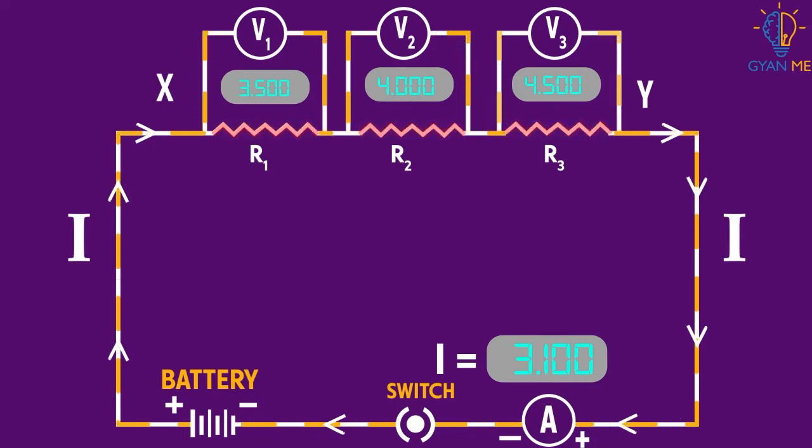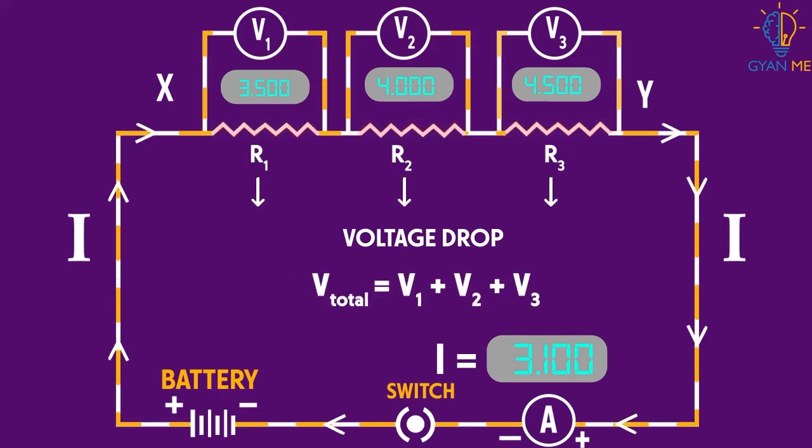So here in the series combination, only the total voltage V of the battery is divided across each resistor as per the values of resistance. That is, there is a voltage drop. In simple words, a series combination is a voltage divider.